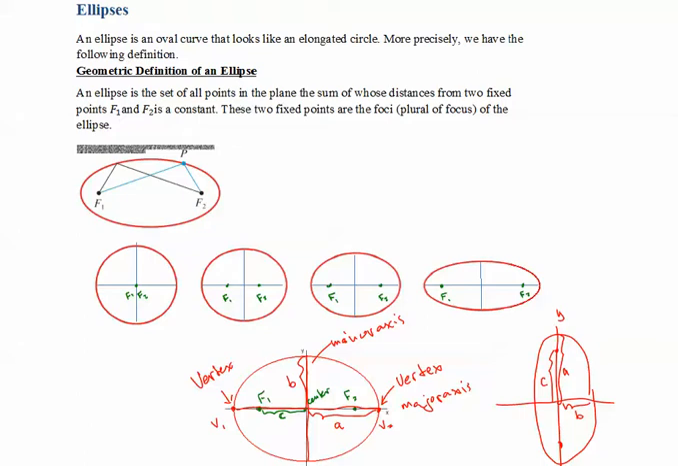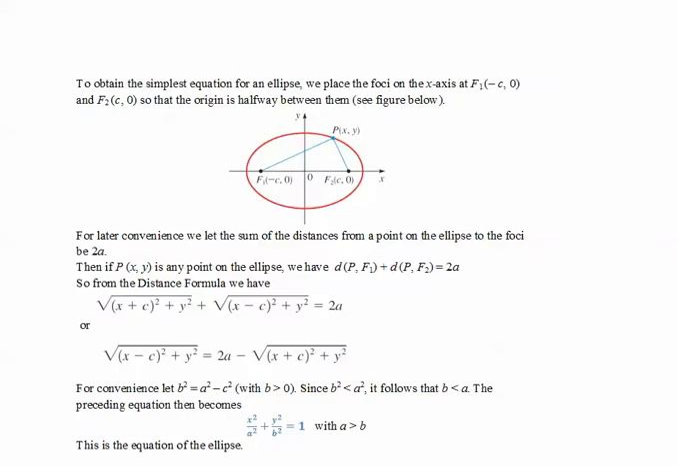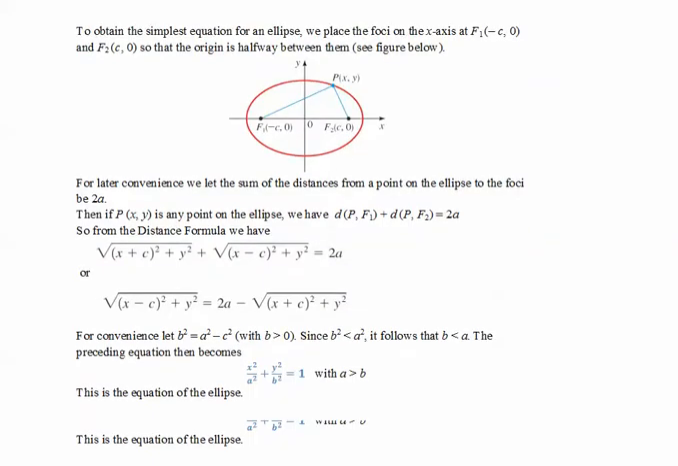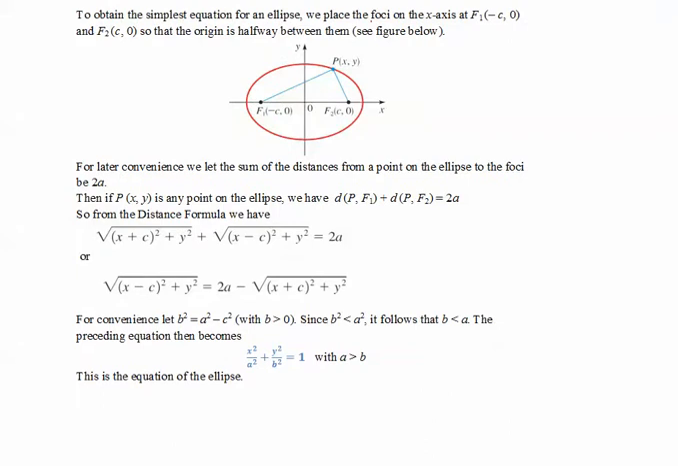So let's see how we get to the equation of an ellipse. To obtain the simple equation of an ellipse, we place the foci on the x-axis. So we have f1, which is (-c, 0), and f2, which is (c, 0), and as I just said, the distance from the origin to the foci is c. So that's why we have positive c and negative c, and that's what we have here. And so the origin is halfway between them, as you see here. For later convenience, we let the sum of the distances from a point on the ellipse to the foci be 2a.